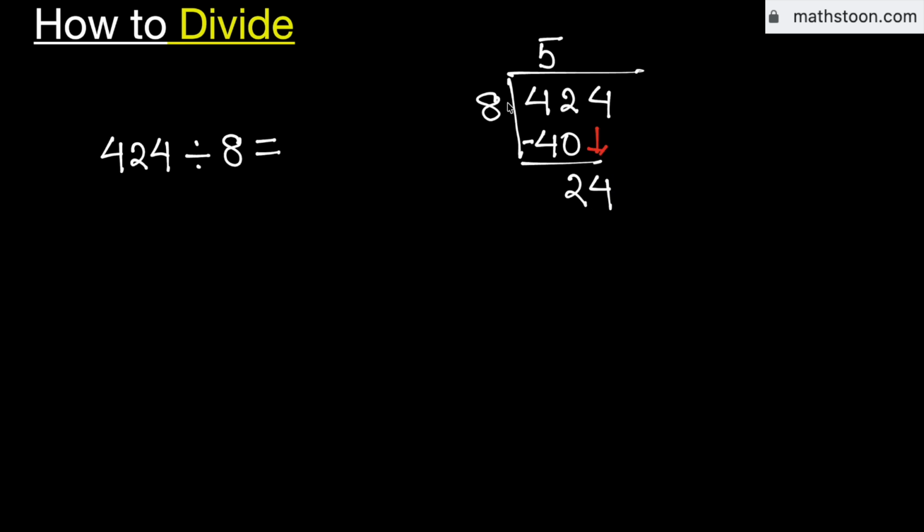And we know that 8 times 3 is equal to 24. Subtract, we get 0. As we get the number 0 and we have no number to bring down here, we will stop. Therefore, 424 divided by 8 is equal to this number 53. And this is our final answer.